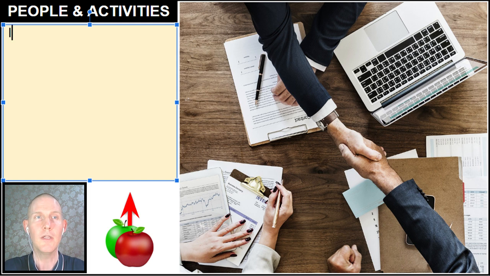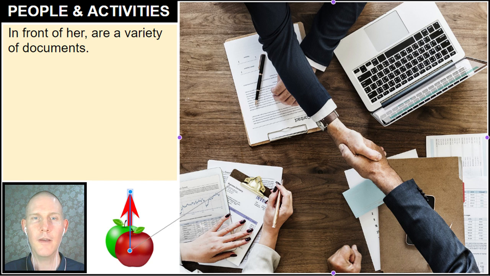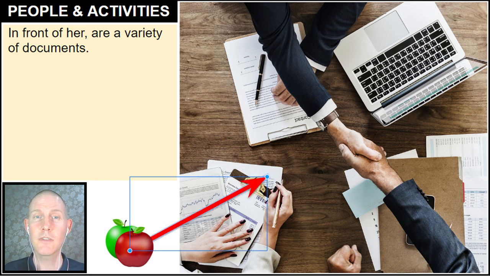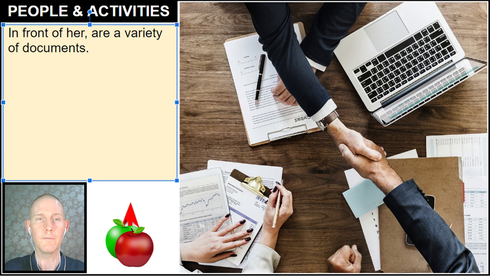Still talking about the woman. In front of her are a variety of documents. All right. So the word variety just means different kinds, right? So we had mentioned them before. Like we have the invoice that's on the clipboard. We have maybe a financial document or financial graph with information with the graph and stuff like that. And then underneath, I don't know, maybe it's a policy handbook or something like that. So she has different kinds of documents, a variety of documents in front of her.